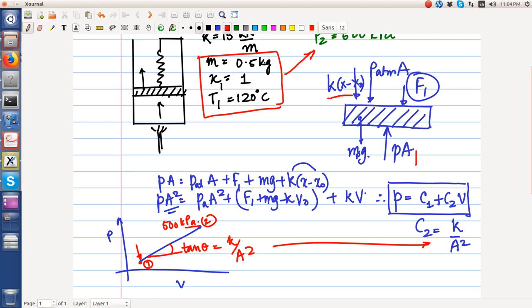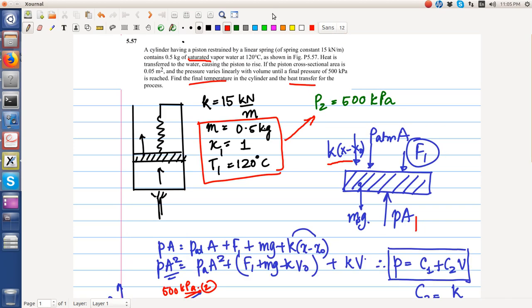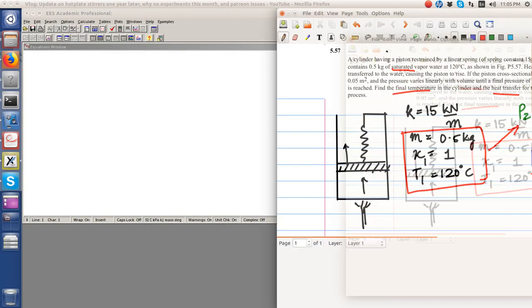If you multiply everything by A square and then divide it, I am not going through the detailed calculation steps, but P is equal to C1 plus C2 V, where C2 is equal to K by A square. In terms of specific volumes, we can write P is equal to C1 plus Km by A square times (V2 minus V1). It is given that the final state is at 500 kilopascal. So we must find how this particular state has evolved. It is linear in volume, that much is clear. So once we know the work done, we can find out the final temperature and the heat transfer in the process.